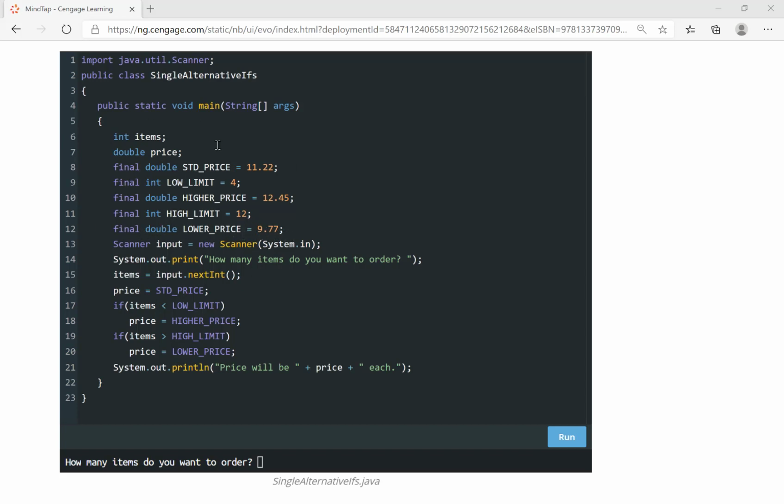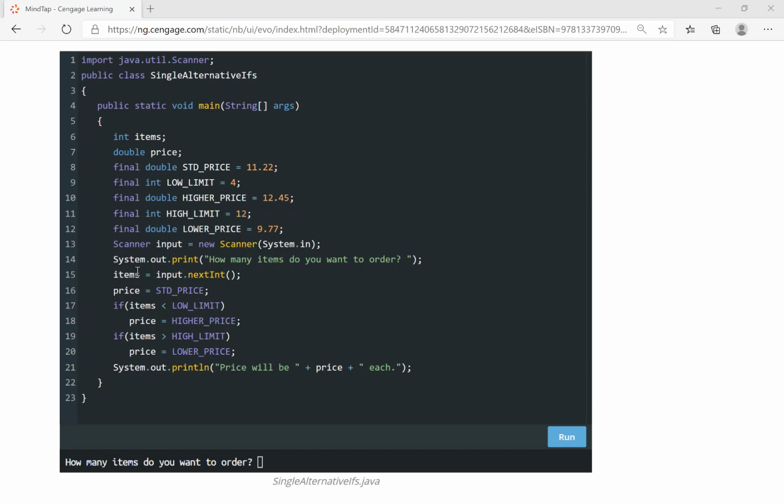So we've got all these variables assigned. And then we're going to be asking for input. So there's our System.in, and here is our System.out print: How many items do you want to order? Now everybody, let's look down below. Notice there's a low limit of 4. If you buy only 4, you'll get the higher price because you didn't buy enough. And then if you buy a lot, you get the lower price. So let's see how this would roll.